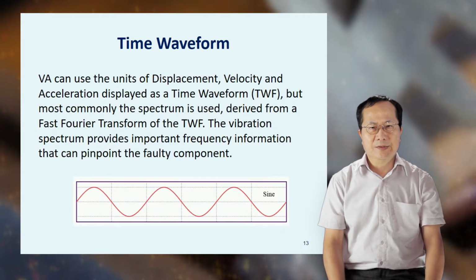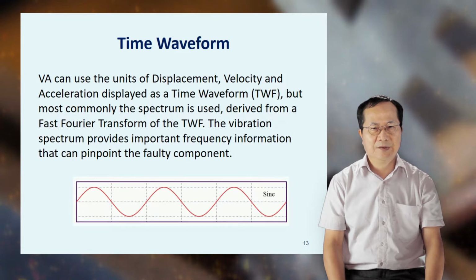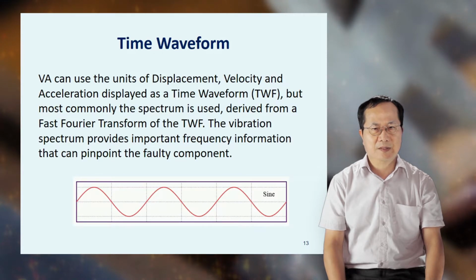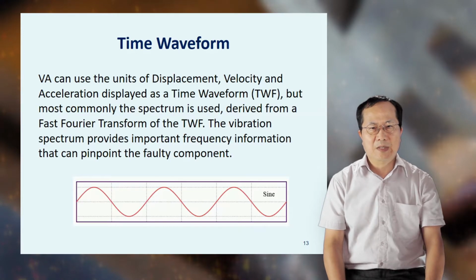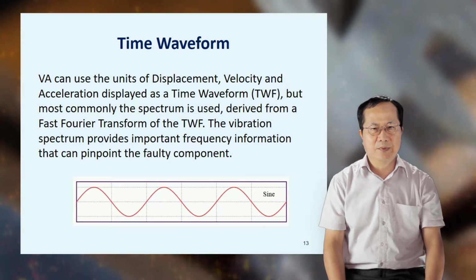We can use the units of displacement, velocity, and acceleration displayed as a time waveform, TWF. But most commonly, the spectrum is used, derived from a fast Fourier transform of the TWF. The vibration spectrum provides important frequency information that can pinpoint the faulty component.